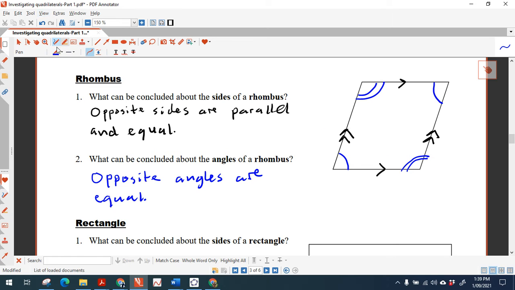Now the one thing we didn't do, of course, is we didn't show that all the sides were equal. See? We didn't show that all sides are equal. So put a single dash there, single dash there, single dash there, single dash there. So all sides are equal.